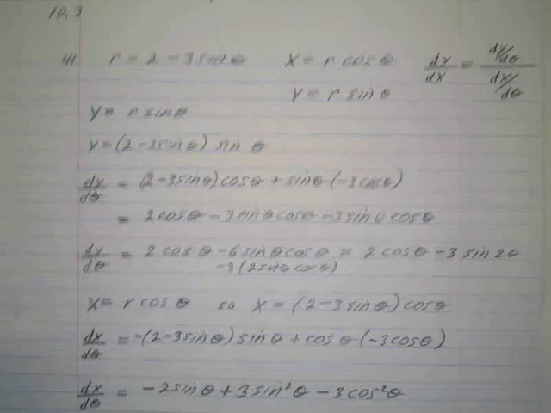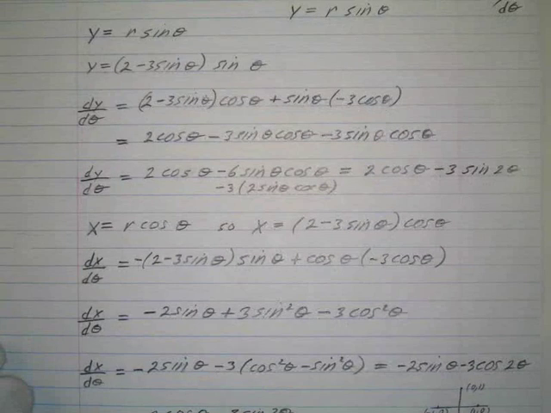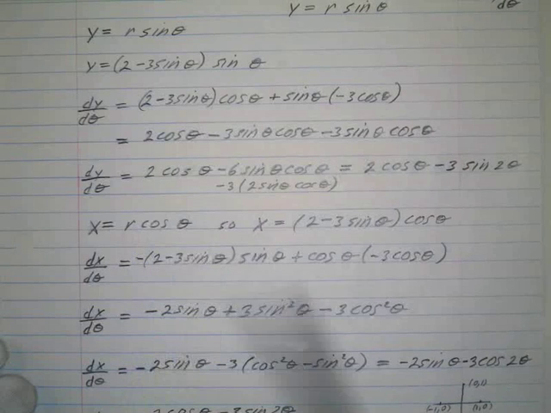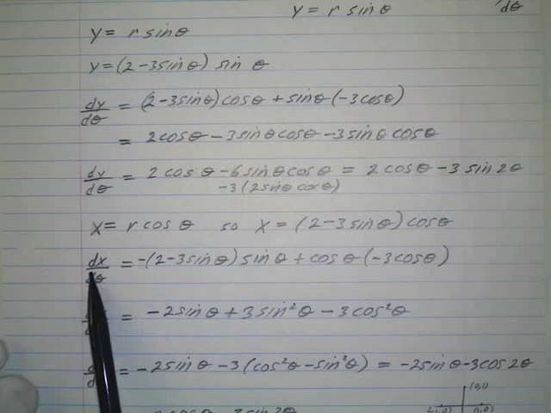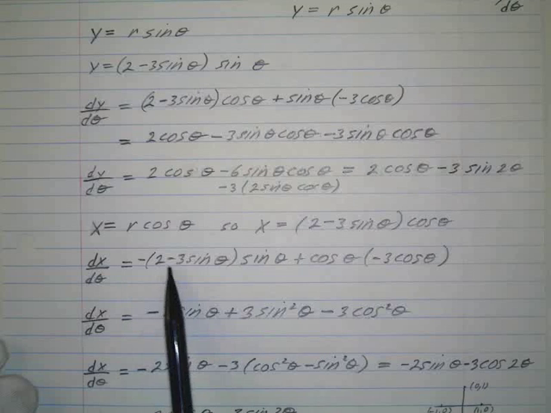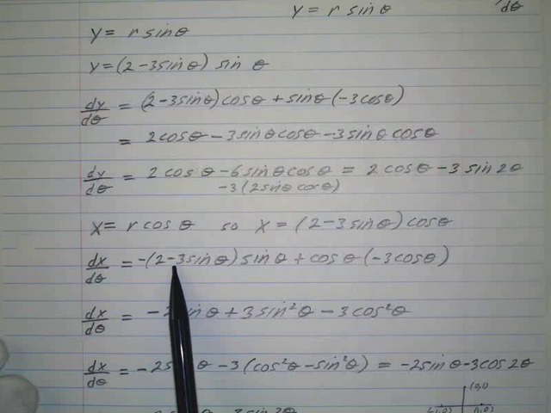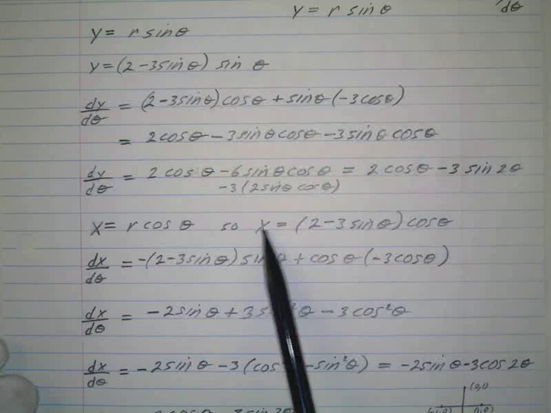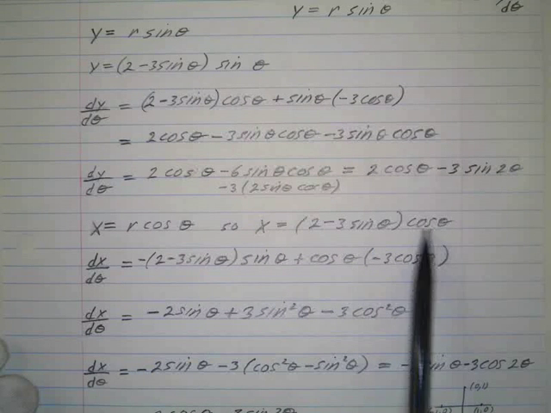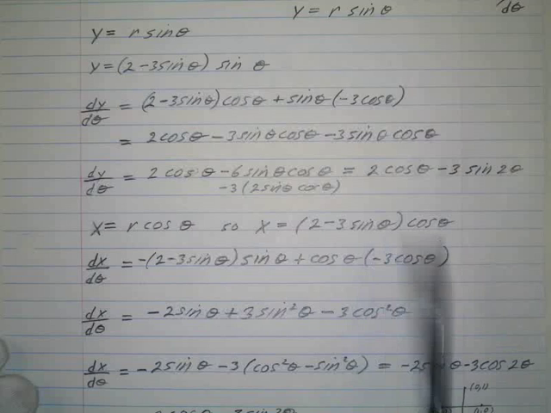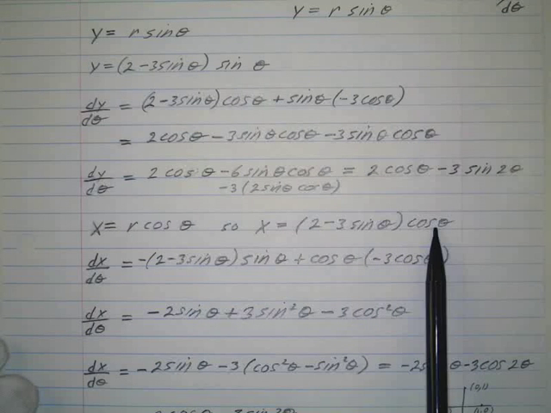Okay, let's go take a look at x now. X equals r cosine of theta. So x equals r, which is 2, oh, I put it over here, sorry. X equals r, which is 2 minus 3 sine of theta, times the cosine of theta. There's my r over there. And let's multiply times cosine of theta to get the x.